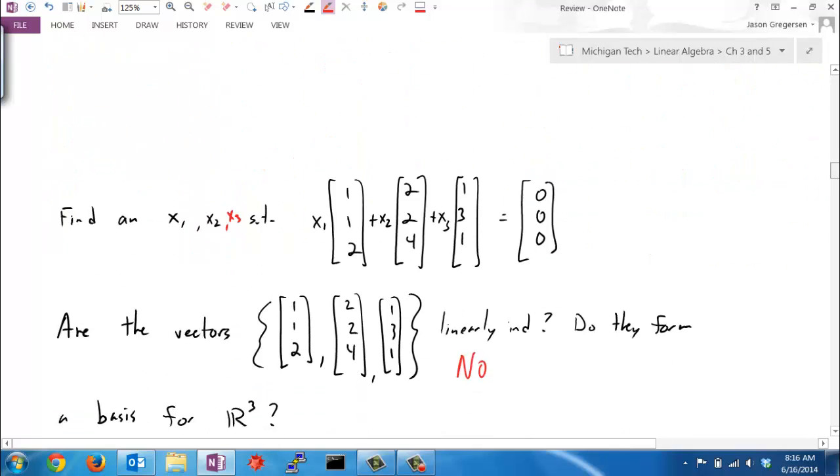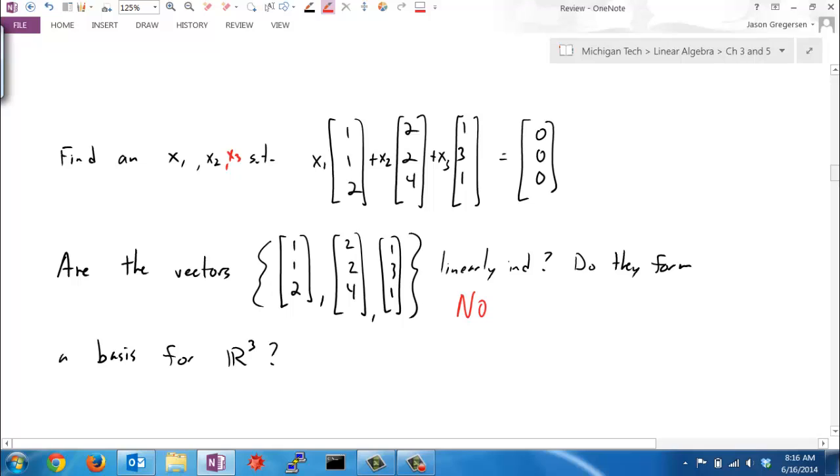Okay, so I can ask all those questions and they tell me to do the same thing. Write out the augmented matrix, go through the row reduction. So they're not linearly independent, so that should answer the next question. Do they form a basis for R3? They do not form a basis for R3, because a basis requires me to have, for R3, 3 linearly independent vectors.